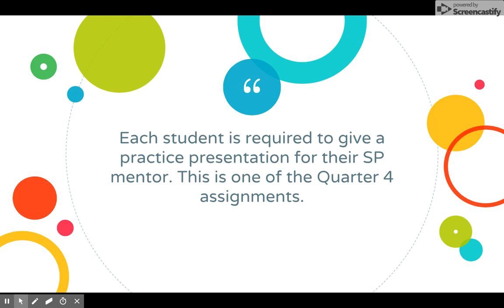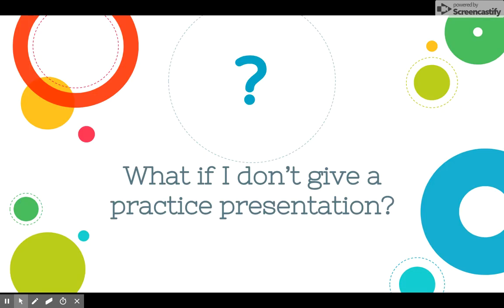You are required to give the presentation at least to your senior project mentor. Ideally, there are other seniors in the room that can offer you feedback. If you don't give a practice presentation, that's considered failing that assignment, which means you fail quarter 4. Now, that could mean that you have to do senior project during summer school, which nobody wants.